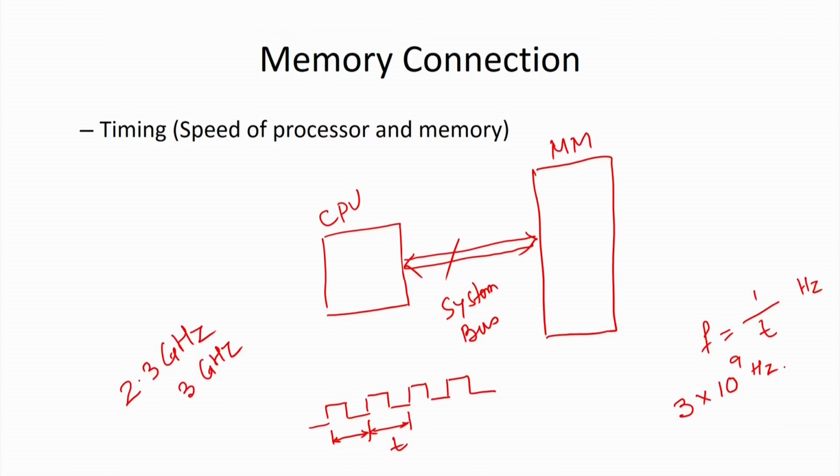Kilohertz is 10 to the power 3, megahertz is 10 to the power 6, and gigahertz is 10 to the power 9. So, it works at this frequency, 3 into 10 to the power 9 hertz. That means, in 1 second it oscillates that many times, 3 into 10 to the power 9. So, what is the time period? T is equal to 1 upon f. So, this is 1 upon 3 into 10 to the power 9, which is about 0.33 into 10 to the power minus 9. So, this is basically in the range of second, millisecond, microsecond, nanosecond.